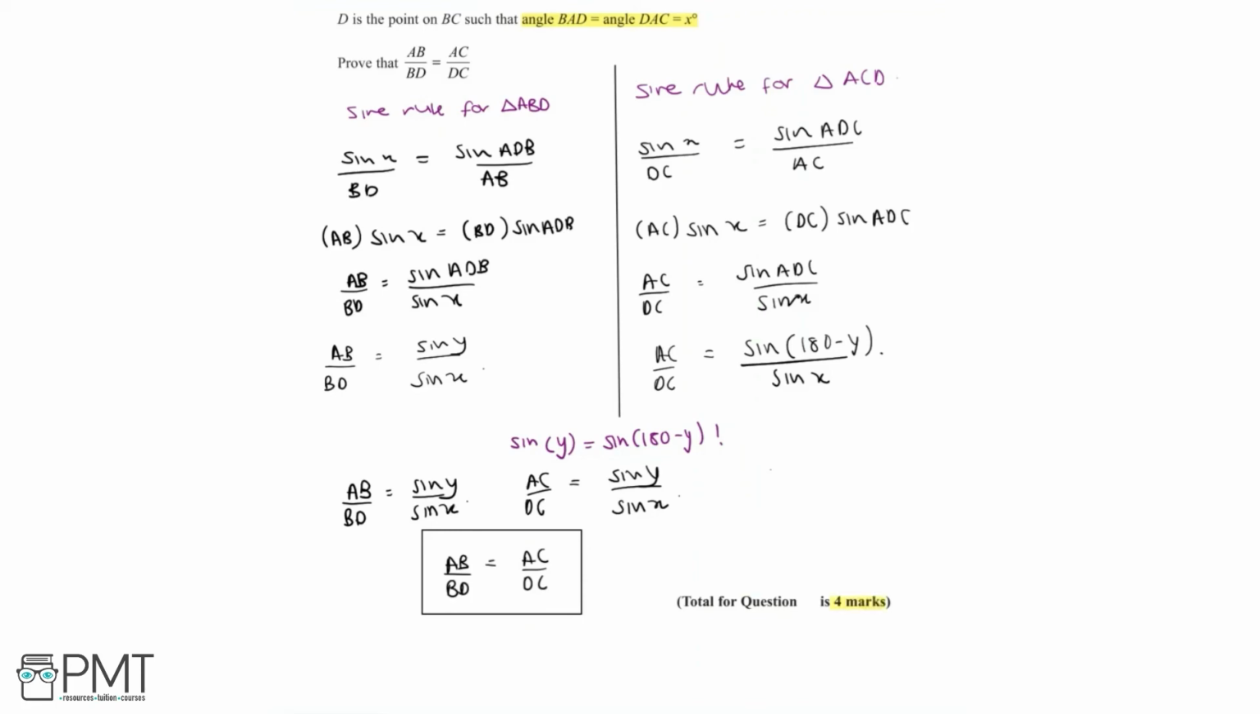Now this question is worth 4 marks. We get the first mark for using the sine rule for triangle ABD. We get the second mark for using the sine rule for triangle ACD. We get the third mark for acknowledging that sine y is equivalent to sine 180 take away y. And we get the fourth and final mark for using this fact in order to prove that AB over BD is equal to sine y over sine x, and AC over DC is sine y over sine x, and therefore AB over BD is equal to AC over DC, allowing us to get the full 4 marks needed in this question.